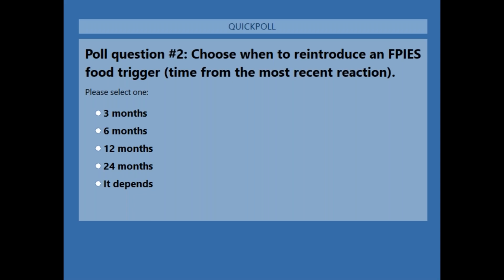On this one, we would like you to answer the question of when to introduce an FPIES food trigger, time from the most recent reaction. So is it at 3 months from the most recent reaction, 6 months, 12 months, 24 months, or it depends? Let's see what our audience has to say on this question.